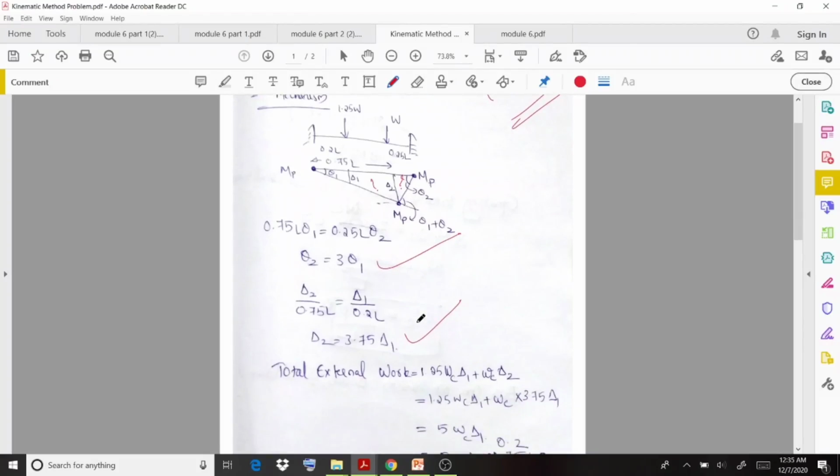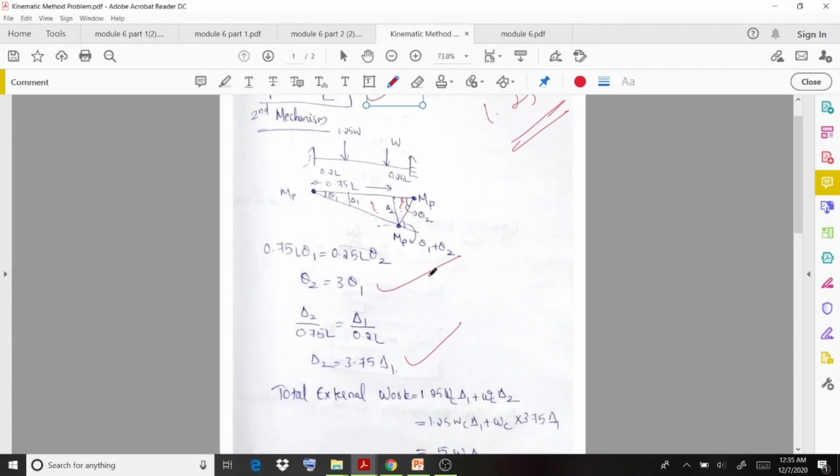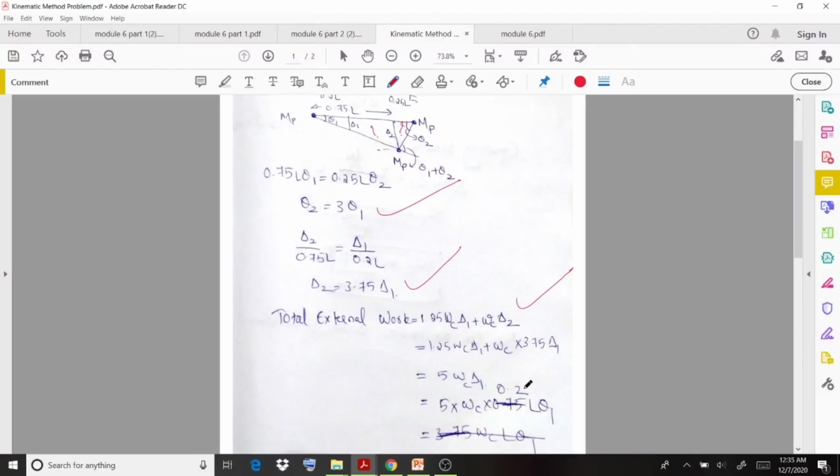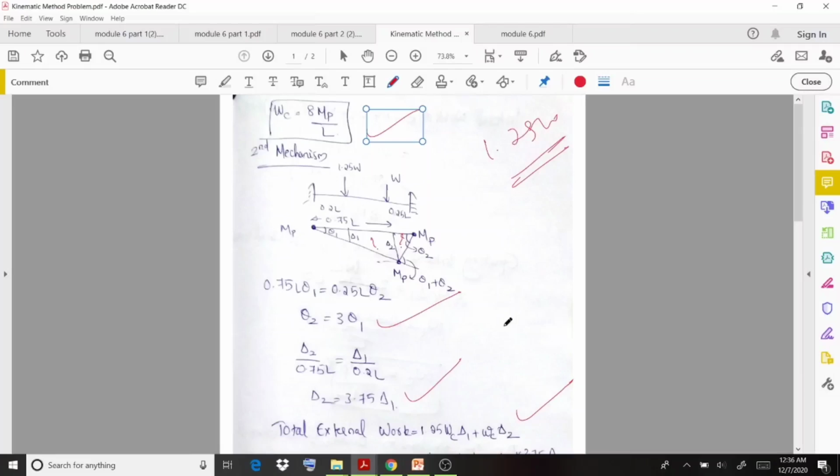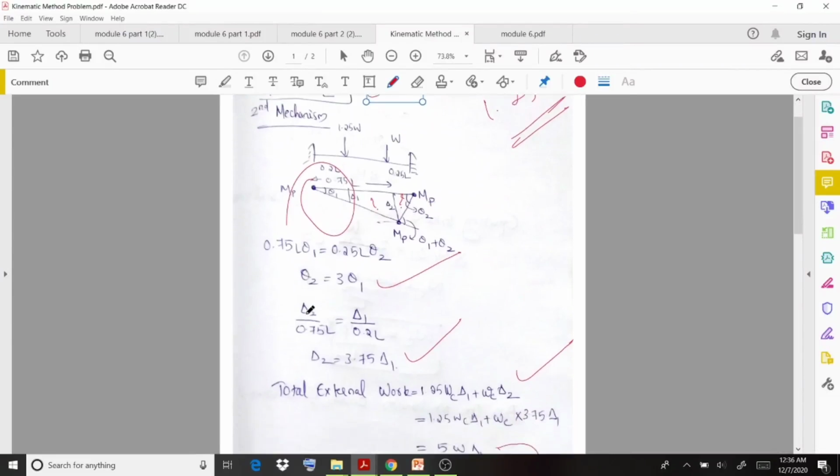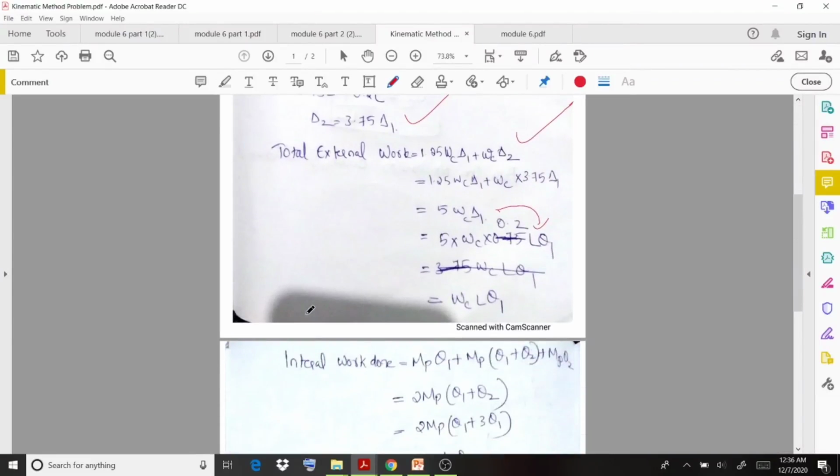There is an equation. Then external work done you can calculate by 1.25 multiplied by WC delta 1 plus WC delta 2, and then if you substitute those values in terms of delta 1, and after that you substitute this delta 1 as 0.2L theta 1. How did you get that value, delta 1 as 0.2L theta 1? You are considering this triangle. So only using the similar triangle laws you can easily calculate those values, and after that if you substitute, you will get WCL theta 1.